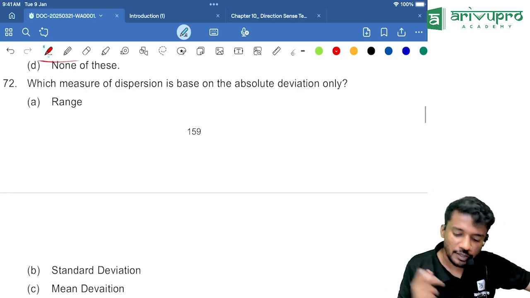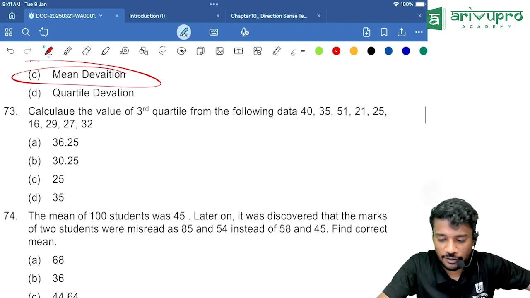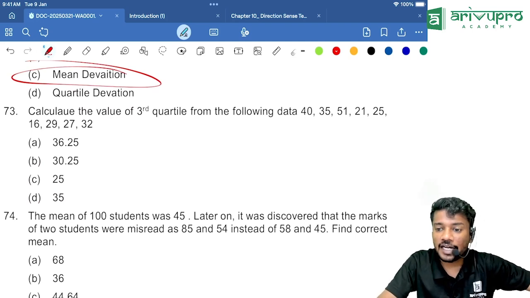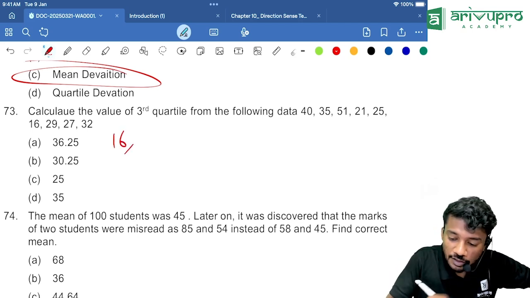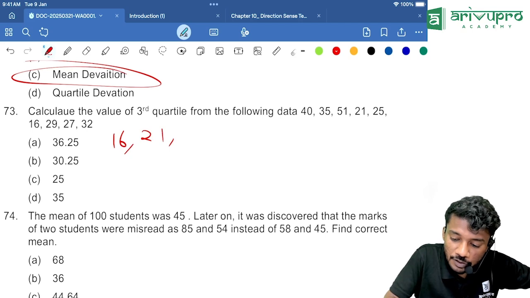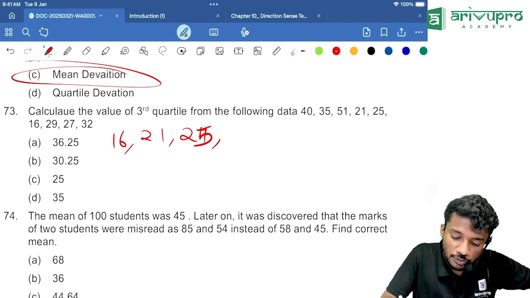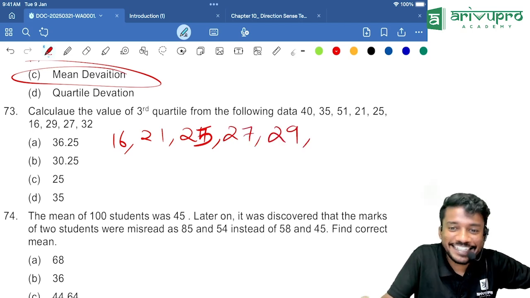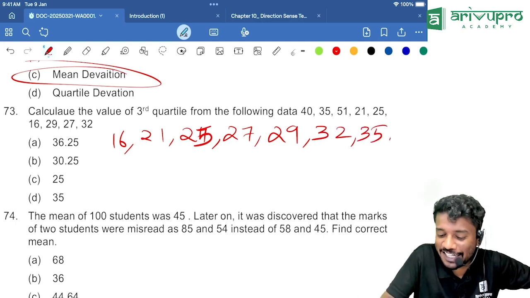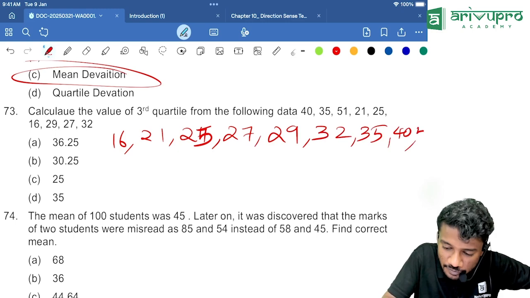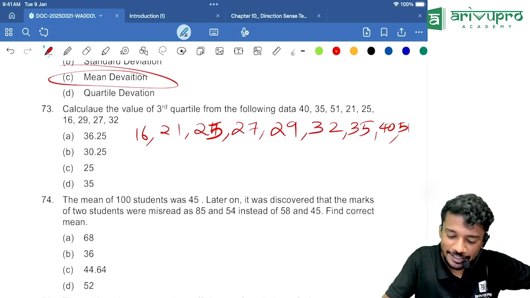Next one. Which measure of dispersion is based on absolute deviation? Mean deviation. Next one. Can you find the answer? What is the first step? Arrange them in ascending or descending order. Ascending order, which is the smallest number? 16. Then 21. Then 25. Then 27. Then 29. Then 32. Then 35. Then 40. Then 51. That's it. How many terms are there in total? 9 terms are there in total.